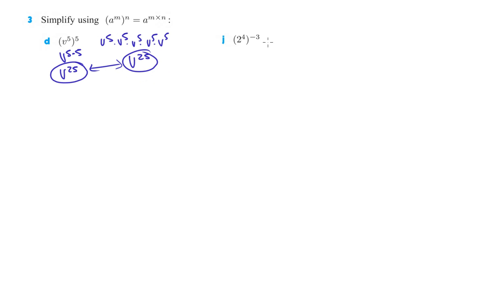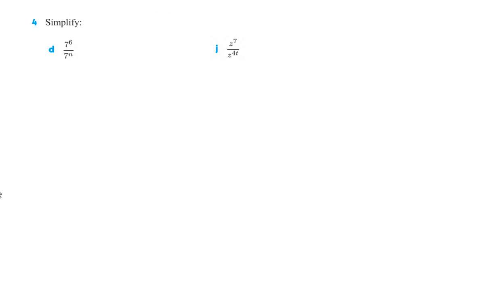Okay. This one here, power raised to a power, this is going to be 2 to the 4 times negative 3. So this is going to be 2 to the negative 12th power. All right. Moving on. Number 4, 7 to the 6th over 7 to the n. Just says simplify. Since it's one over the top of the other, we subtract. 7 to the 6th minus n, since the bases are the same. Subtract whatever's on the bottom from whatever's on the top.